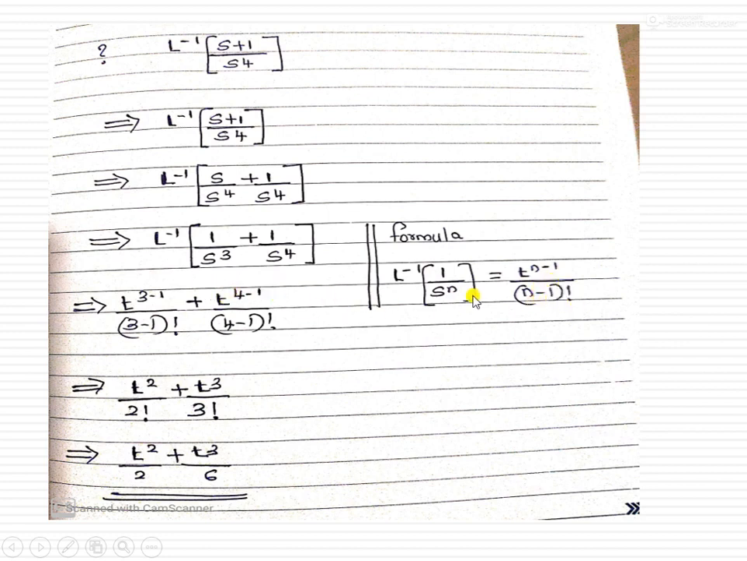So 1 by s³ can be written as t raised to 3 minus 1 by (3 minus 1) factorial, and 1 by s⁴ can be written as t raised to 4 minus 1 by (4 minus 1) factorial. So we get t squared by 2 factorial plus t cube by 3 factorial, and we know that 2 factorial is 2 and 3 factorial is 6. So it becomes t squared by 2 plus t cube by 6. That is the inverse Laplace transform of 1 by s³ plus 1 by s⁴, which can be written as t squared by 2 plus t cube by 6.